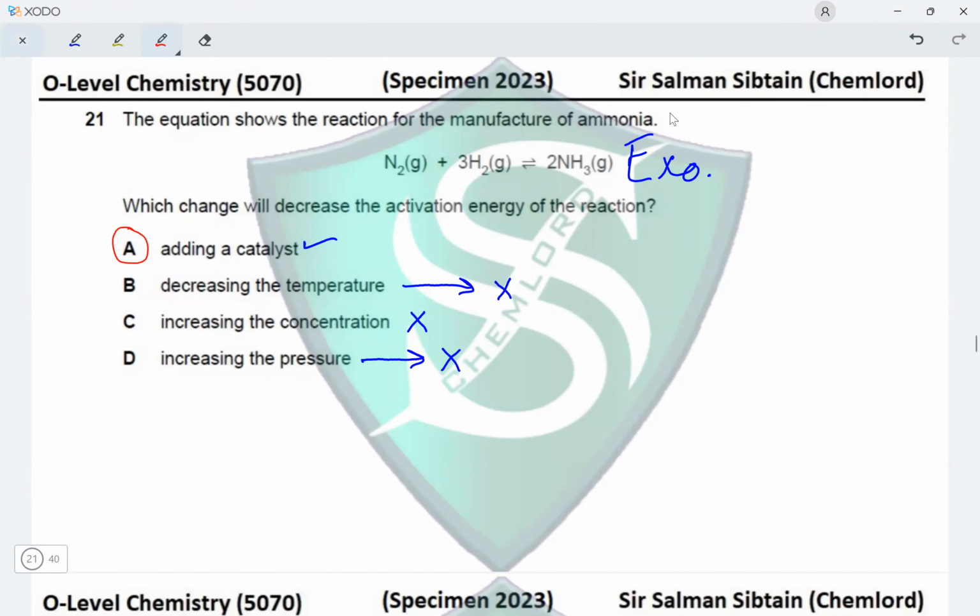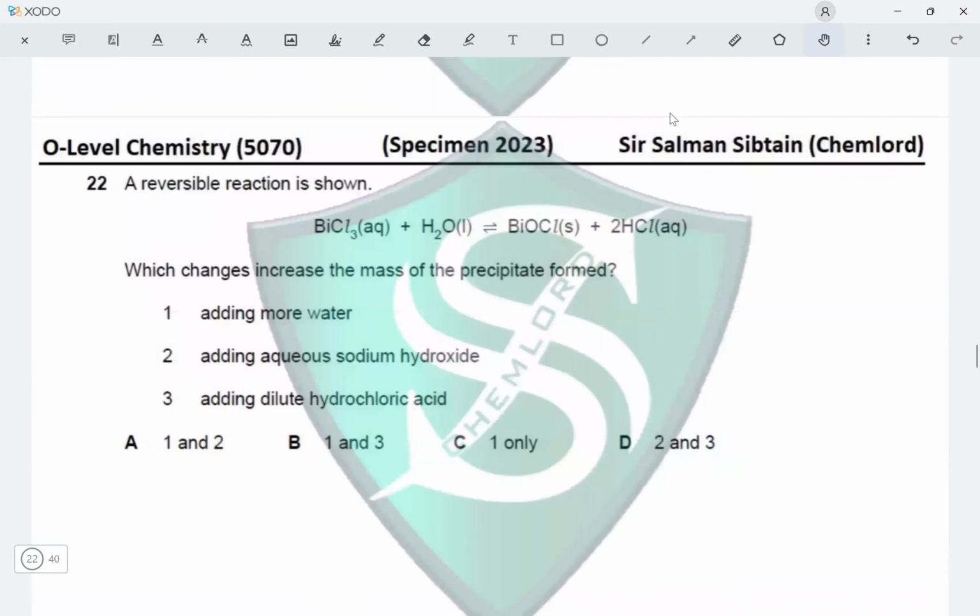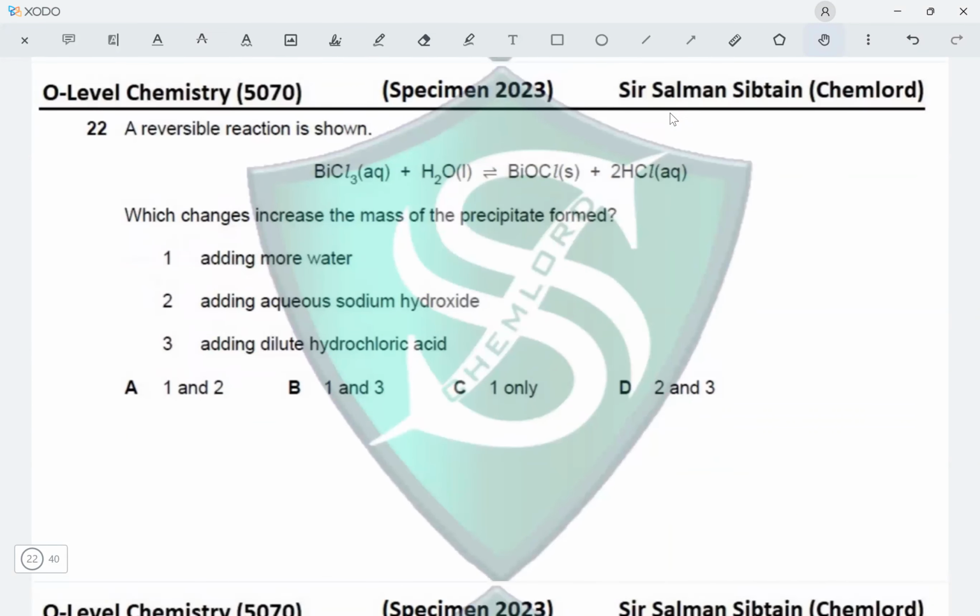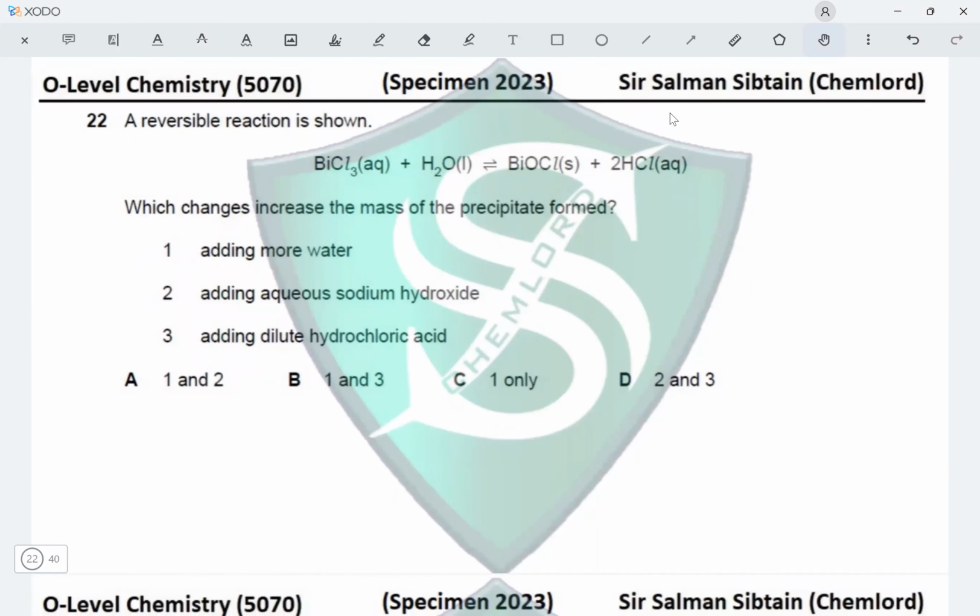Question 22. In this question, it says a reversible reaction is shown. Which changes increase the mass of the precipitate formed? So in this equilibrium, there is 1 mole of BiCl3 aqueous along with 1 mole of water liquid. And on the product side, we have got BiOCl as a solid and 2 moles of HCl aqueous. So, which changes increase the mass of the precipitate formed? The precipitate formed is on the product side. So now let's consider the options.